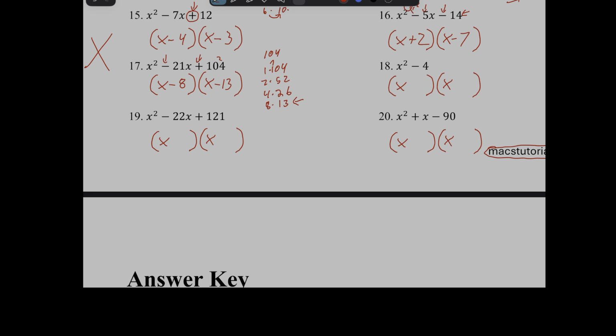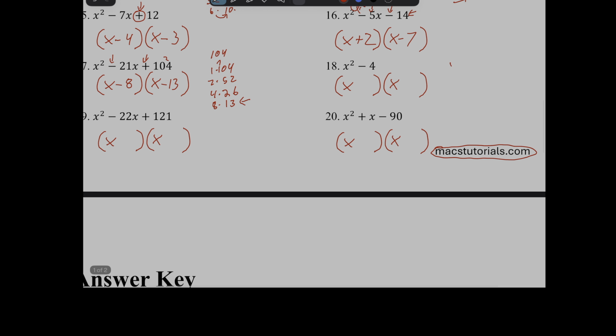Number 18, I'm going to stop and talk about this one. There is no x, so what do I do? Well, let's see. What if it was this? x squared plus 0x minus 4. Could I do that? Yeah, I totally could do that, couldn't I? All right, well, let's do that then.